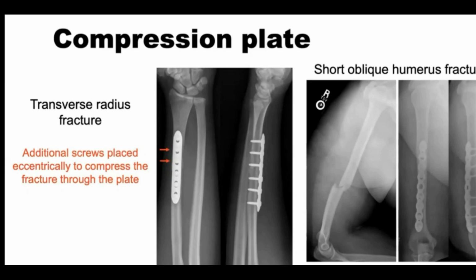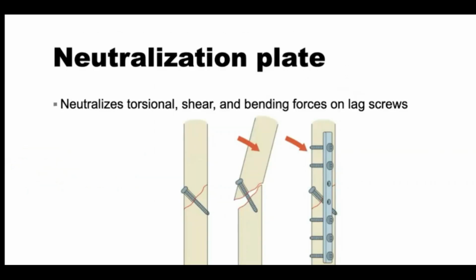Okay, last plate type we'll talk about is a neutralization plate. So a neutralization plate, the idea is going to neutralize torsional, which is a twisting, shear, or bending forces on lag screws. So again, we're going to talk about lag screws in the next section, but the idea is that if you get a lag screw across a fracture to obtain interfragmentary compression, then you want to protect it from these torsional, shear, and bending forces, which can be difficult for a single screw to overcome.